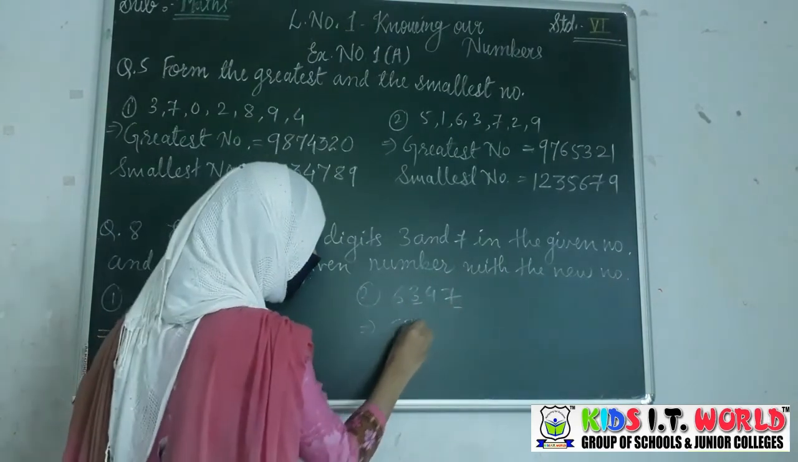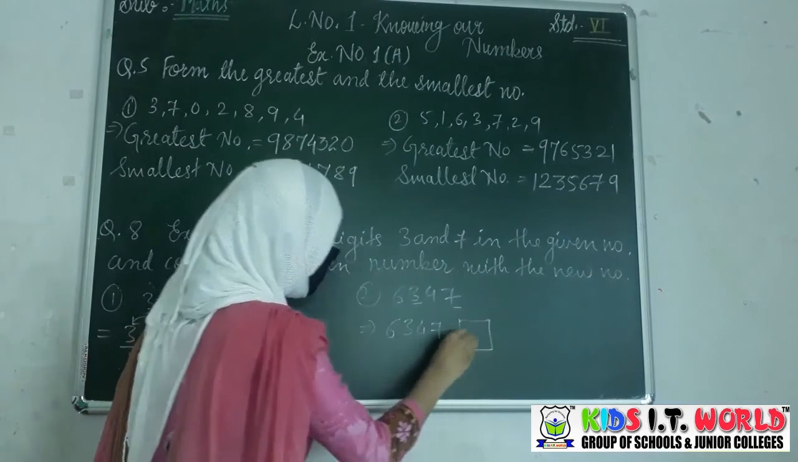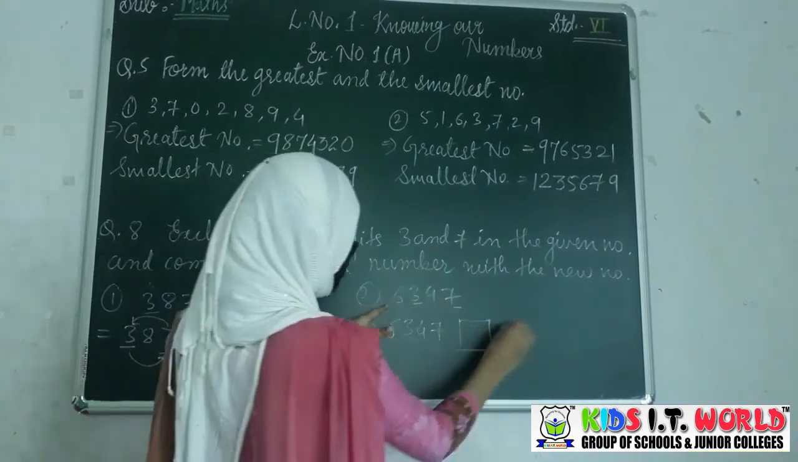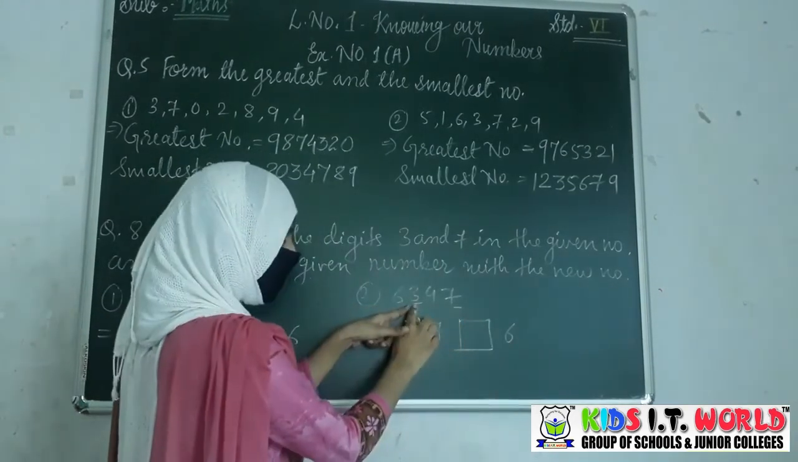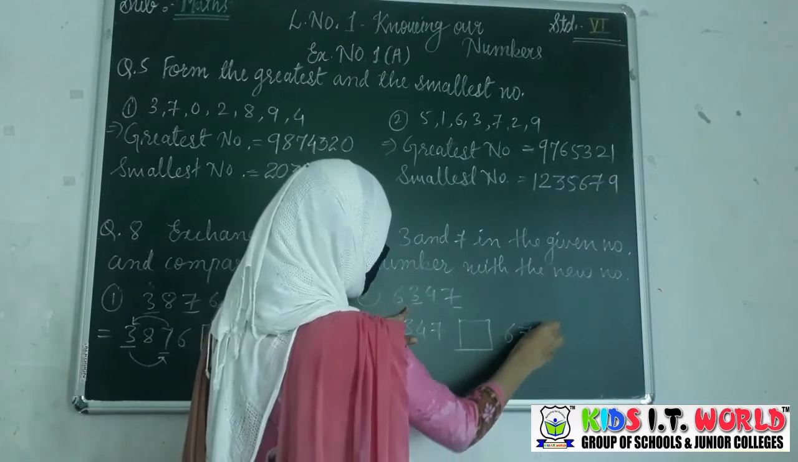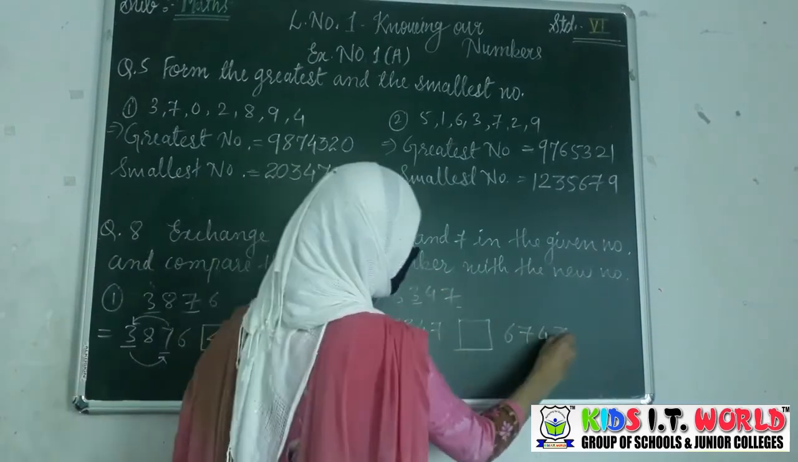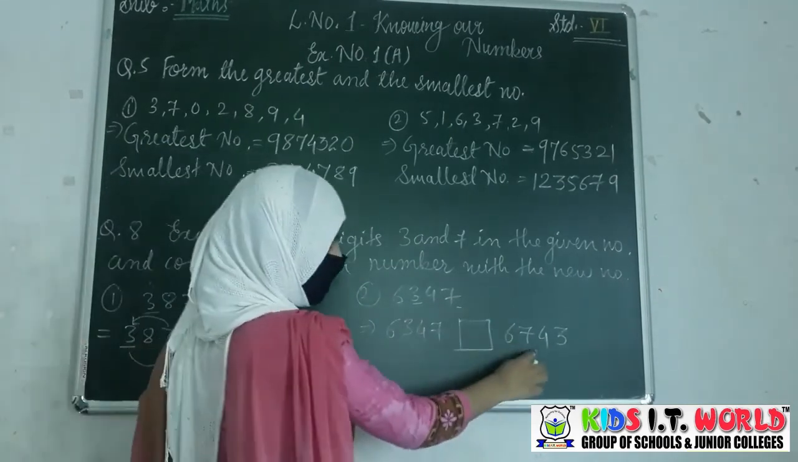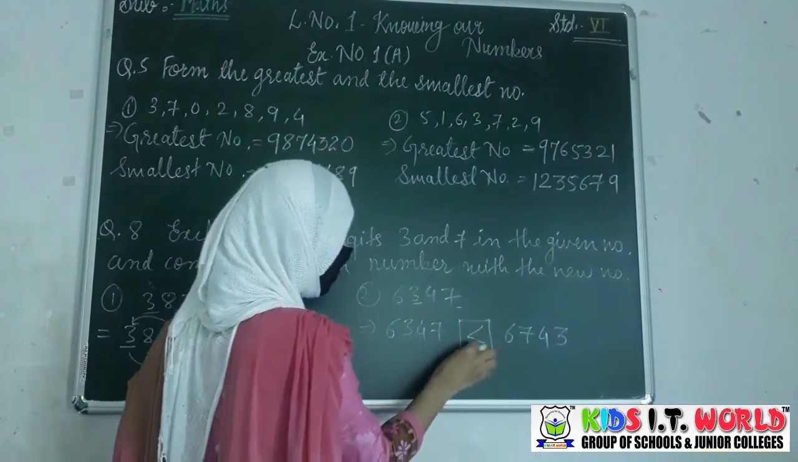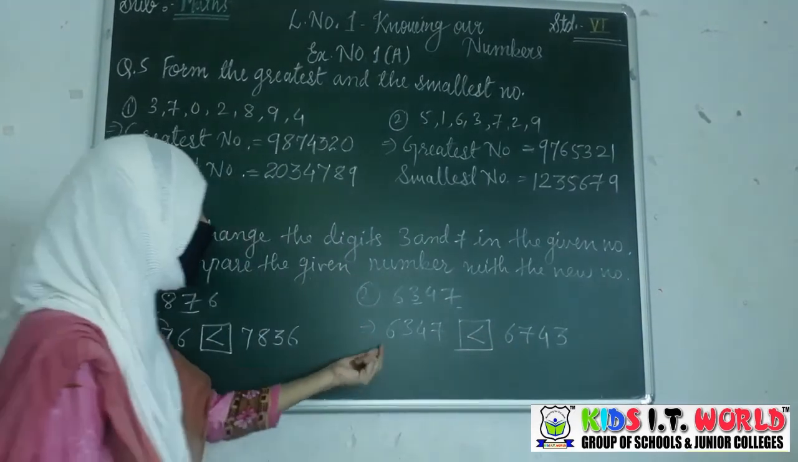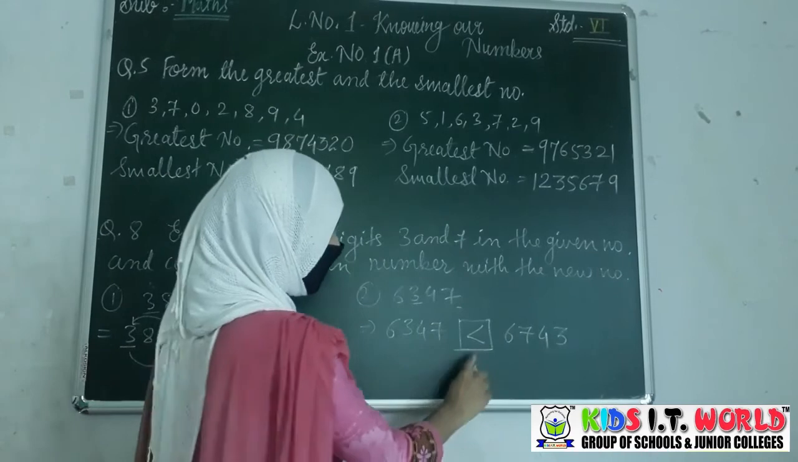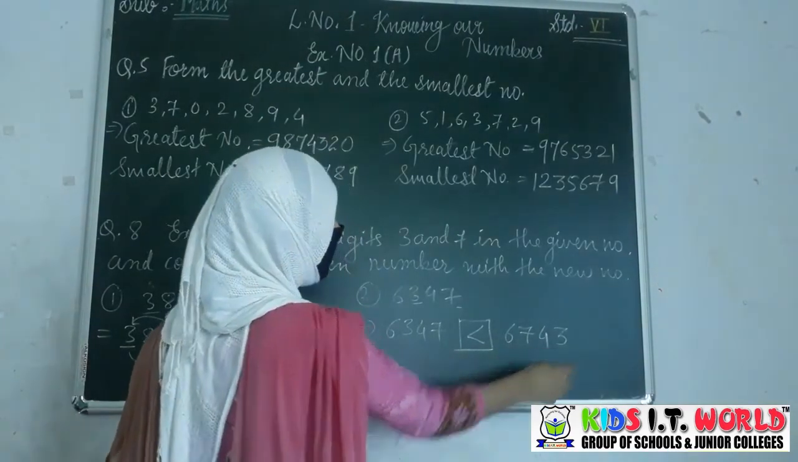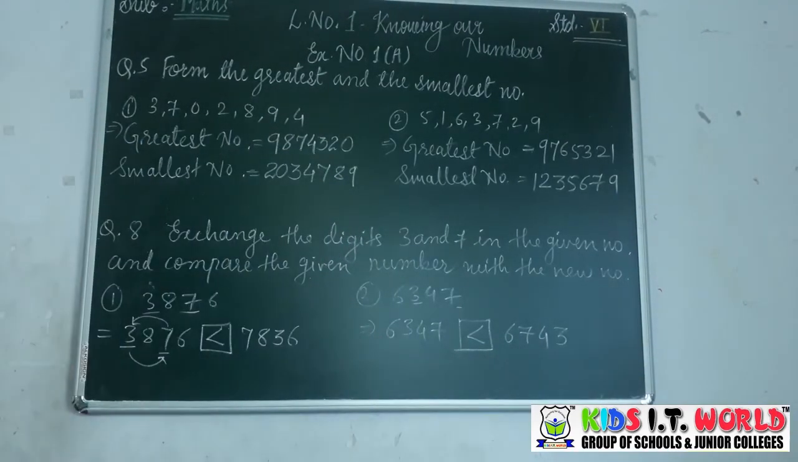In this way, in this question also you have to exchange the positions of 3 and 7. So first of all we will write the given number, 6347. Then by changing the places, on the 3 you will take 7 and on the 7 you will take 3. So here you got 6743. Now which number is greatest here? Again 6743 is greatest, so you will put the smaller-than sign. And how will you read it? 6347 is less than 6743. In this way you have to compare the numbers.